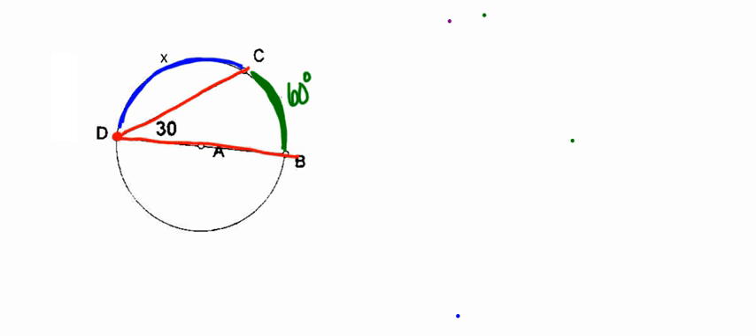Well, if I look at this picture, this is a diameter of my circle. It passes through the center, which is at point A. I know that altogether that has to be 180 degrees. Since the green arc makes up 60 of that 180 degrees, the blue arc must be 120 degrees.